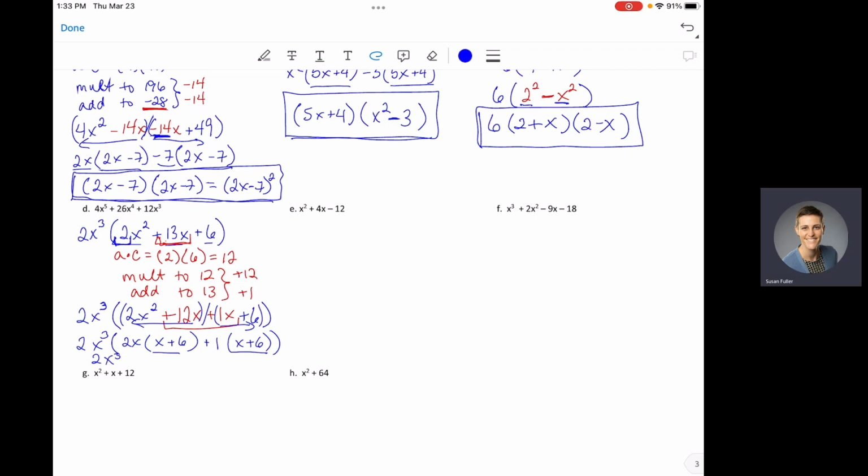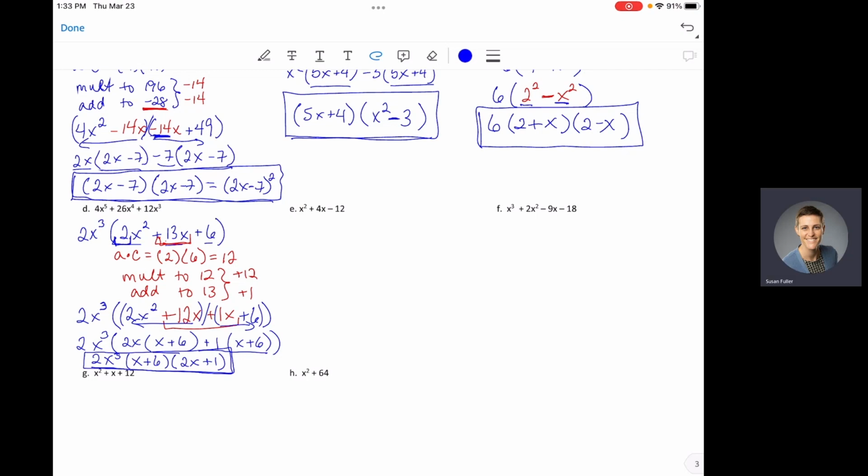Don't forget our 2x to the third. I'm going to factor this x plus 6 out of everything in here, and when I do that, I get 2x plus 1. And now we are fully factored. 2x to the third times x plus 6 times 2x plus 1.